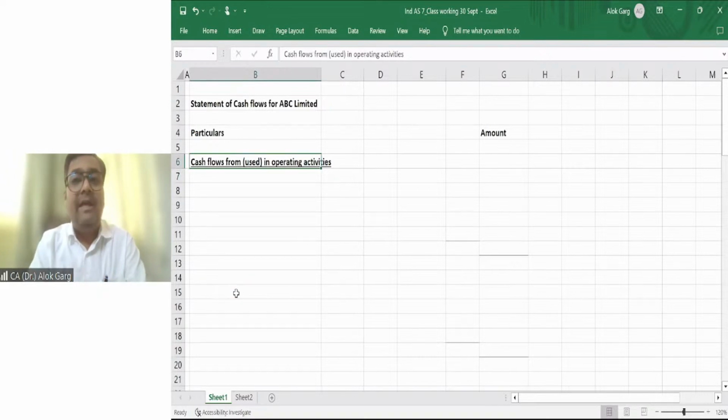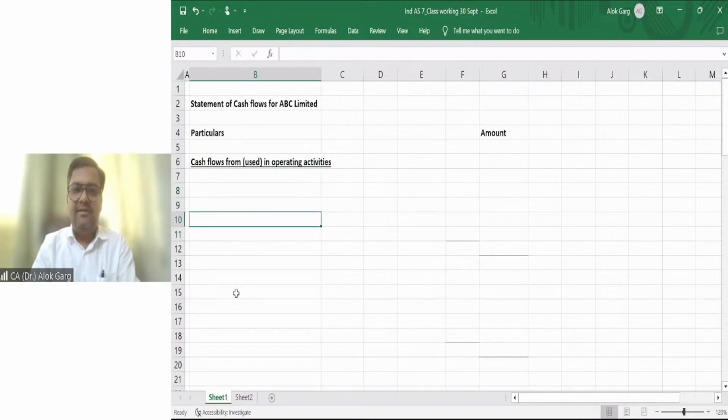Friends, how many activities are there in the cash flow statement? Can you tell me quickly how this cash flow statement is structured? In which activities are you presenting cash flows? Yes, I'm waiting for your answer.